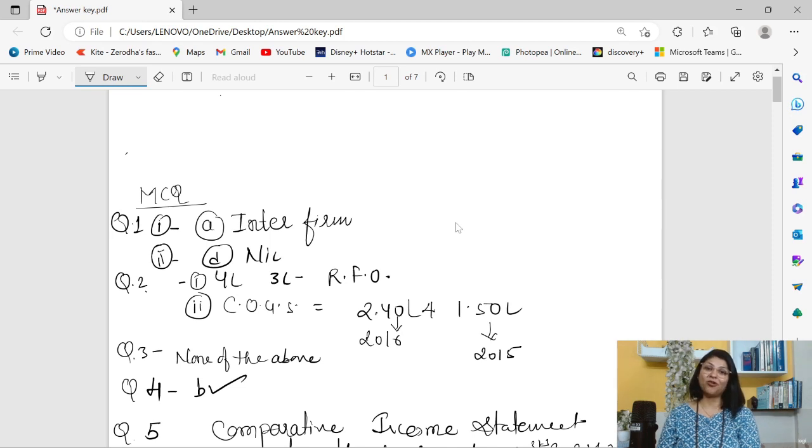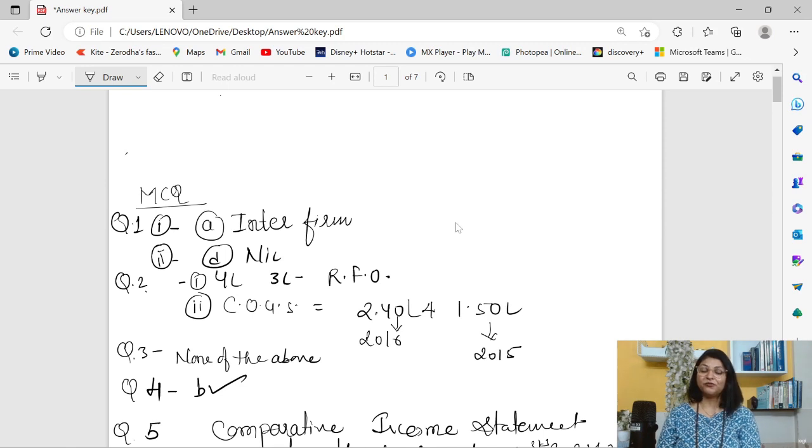Question number 2 was regarding the requirement of debenture redemption reserve. Since debenture redemption reserve is not required by a listed company, only DRI is required. The right answer was D, nil.